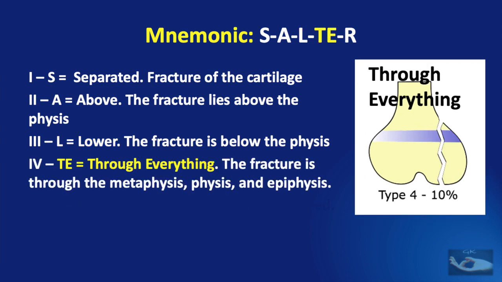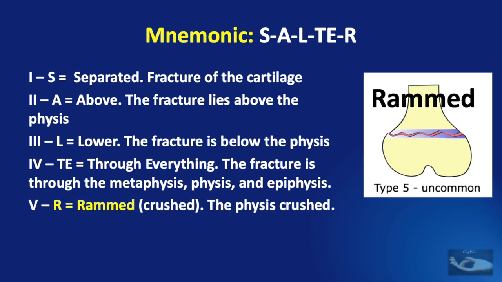In type 4 Salter-Harris, the fracture is through the metaphysis, physis and the epiphysis. This can be remembered by the letters TE, which stands for through everything. And finally, type 5, where the physis is crushed due to compression. This can be remembered by the letter R, which stands for rammed. The epiphysis rams into the metaphysis.